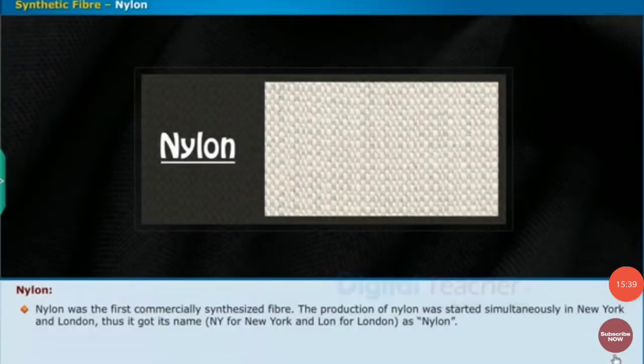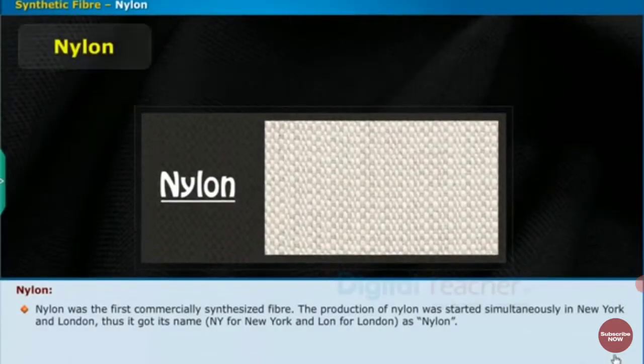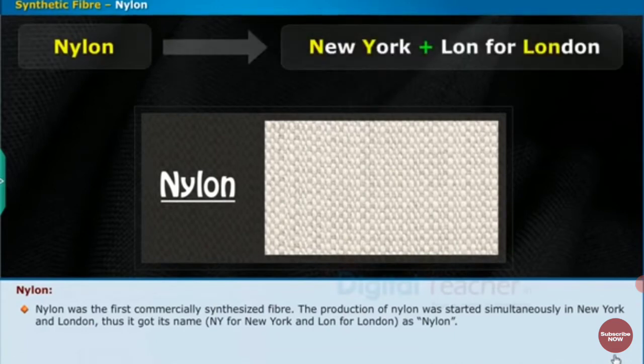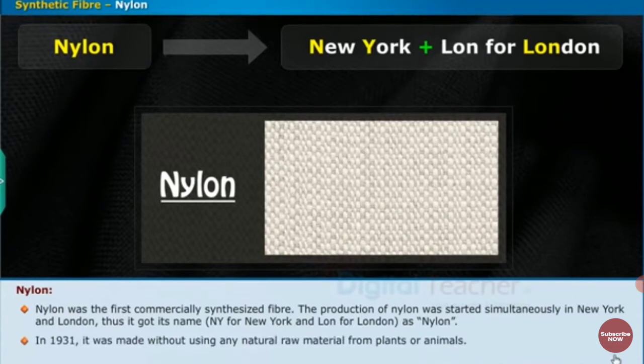Nylon was the first commercially synthesized fiber. The production of nylon was started simultaneously in New York and London. Thus, it got its name: NY for New York and LON for London, making nylon. In 1931, it was made without using any natural raw material from plants or animals.